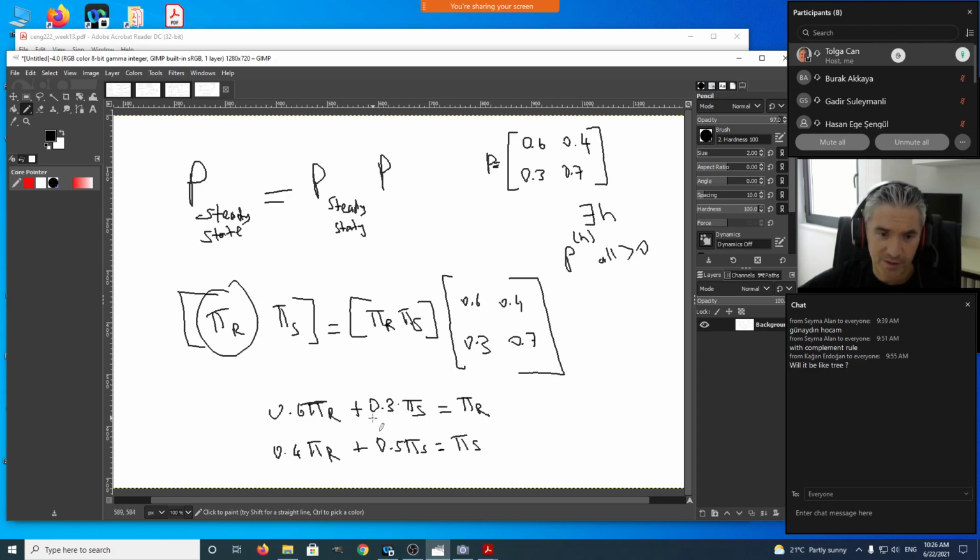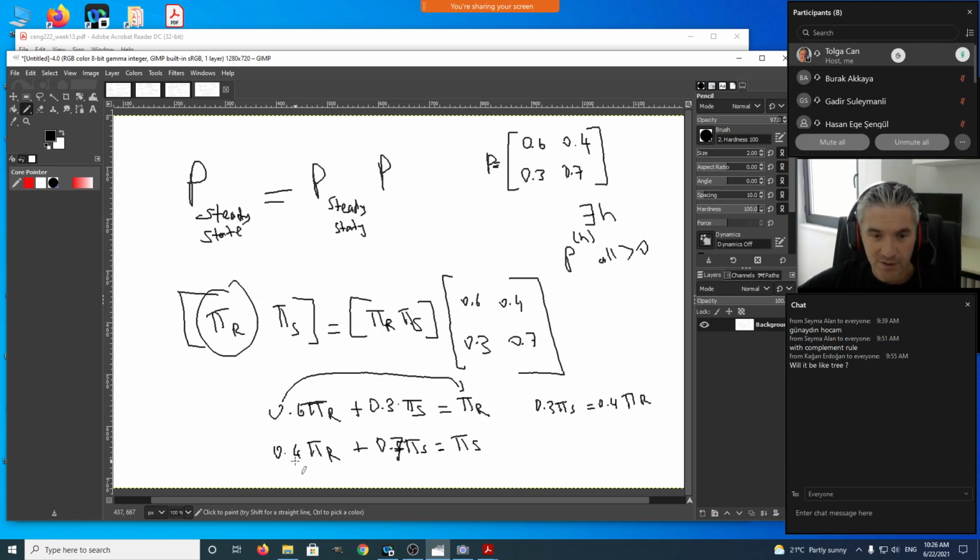So what does this tell me? It tells me that 0.3 pi s is equal to 0.4 pi r, right? This is what the first equation tells me. If I put this one to the other, 1 minus 0.6 gives me 0.4. What does this tell me? This should be 0.7, right? I multiplied it incorrectly.